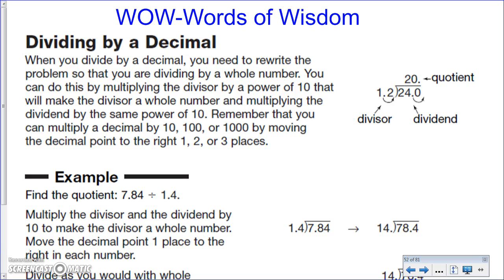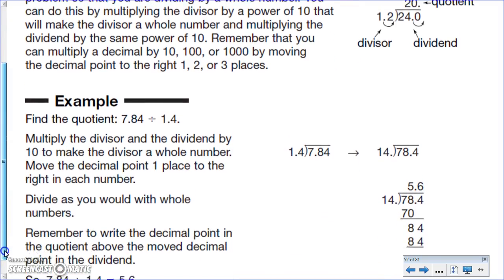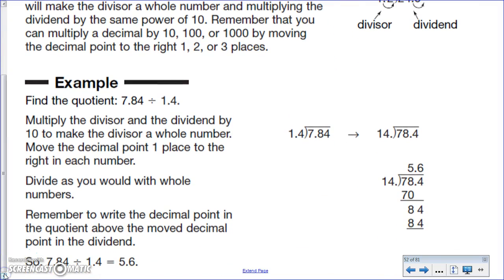In our example, we need to find the quotient, 7 84/100 divided by 1 4/10. Multiply the divisor and the dividend by 10 to make the divisor a whole number. Move the decimal point one place to the right in each number. So if you look to the right at our example, you can see that they've done that and changed 1 4/10 to 14, and 7 84/100 became 78 4/10.